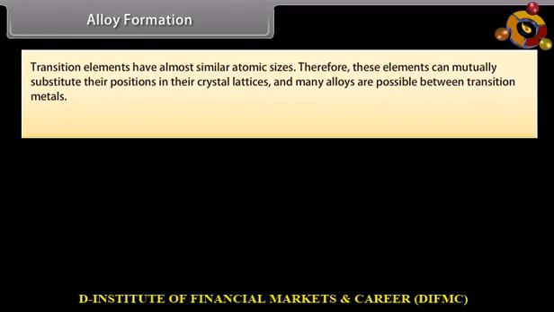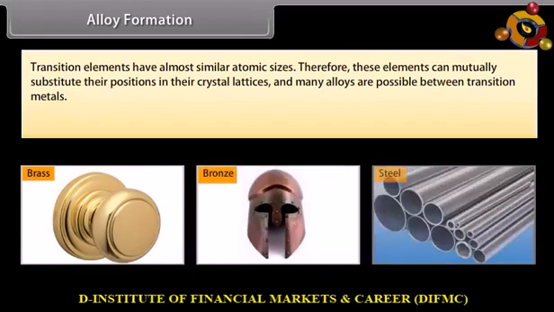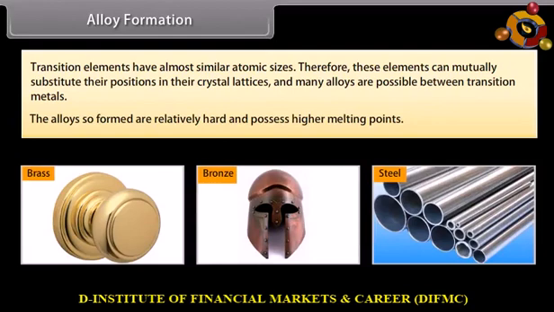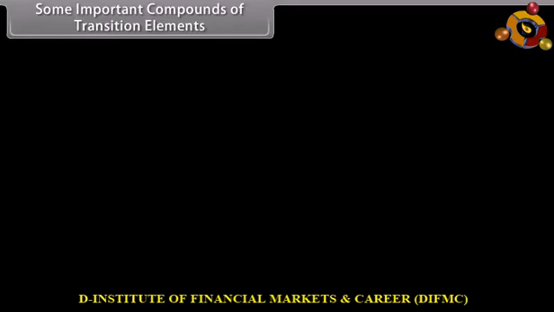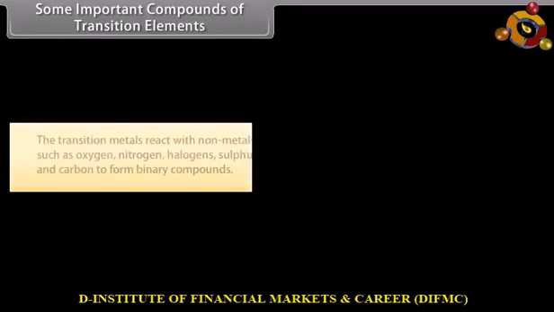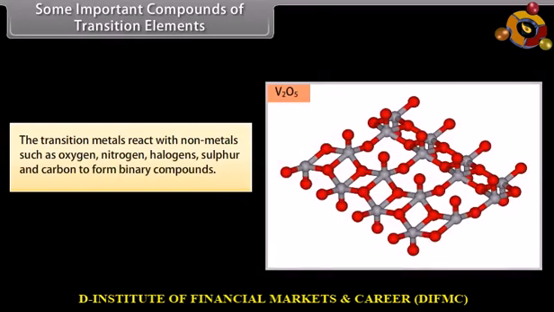For example, brass, bronze, and various types of steel. The alloys so formed are relatively hard and possess higher melting points. Some important compounds of transition elements. The transition metals react with nonmetals such as oxygen, nitrogen, halogens, sulfur, and carbon to form binary compounds. Some of these compounds find important industrial applications.